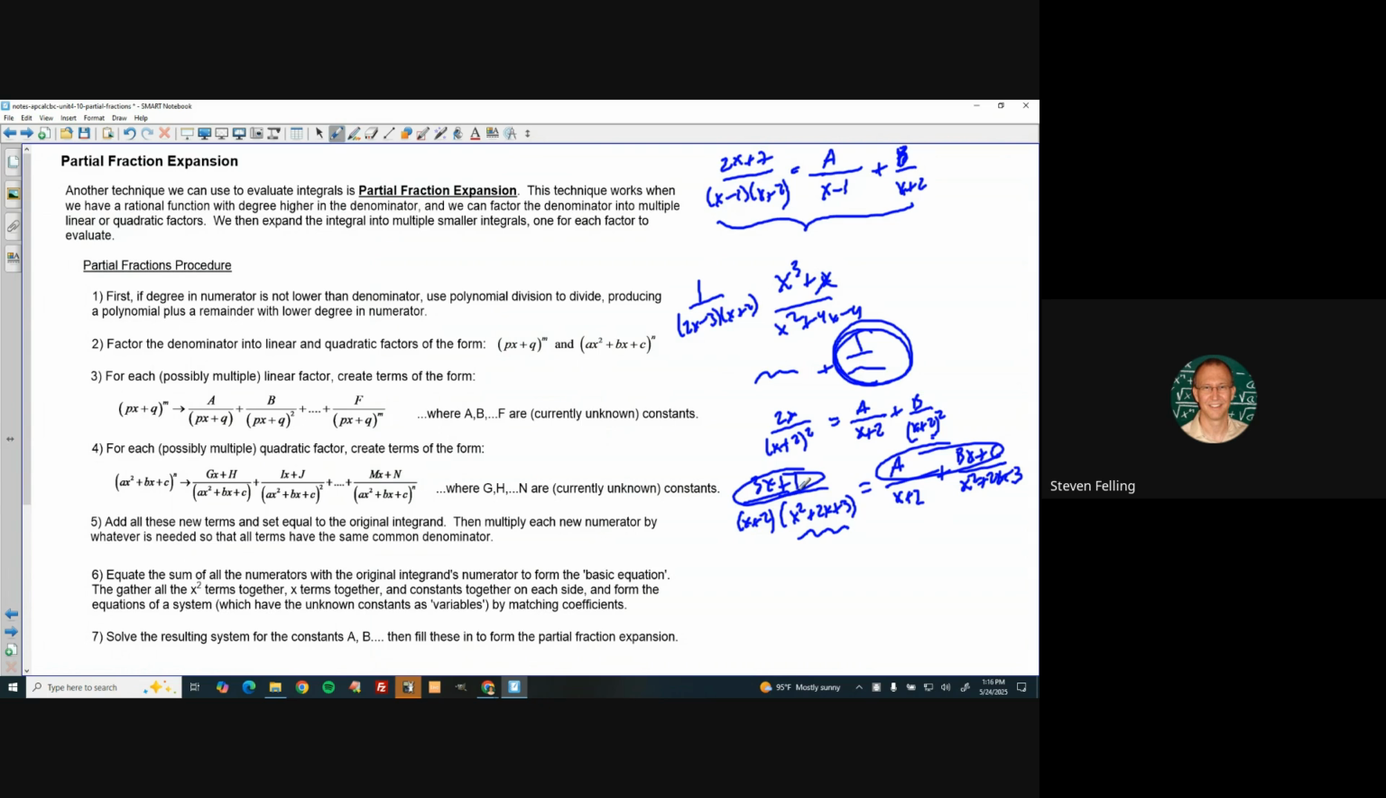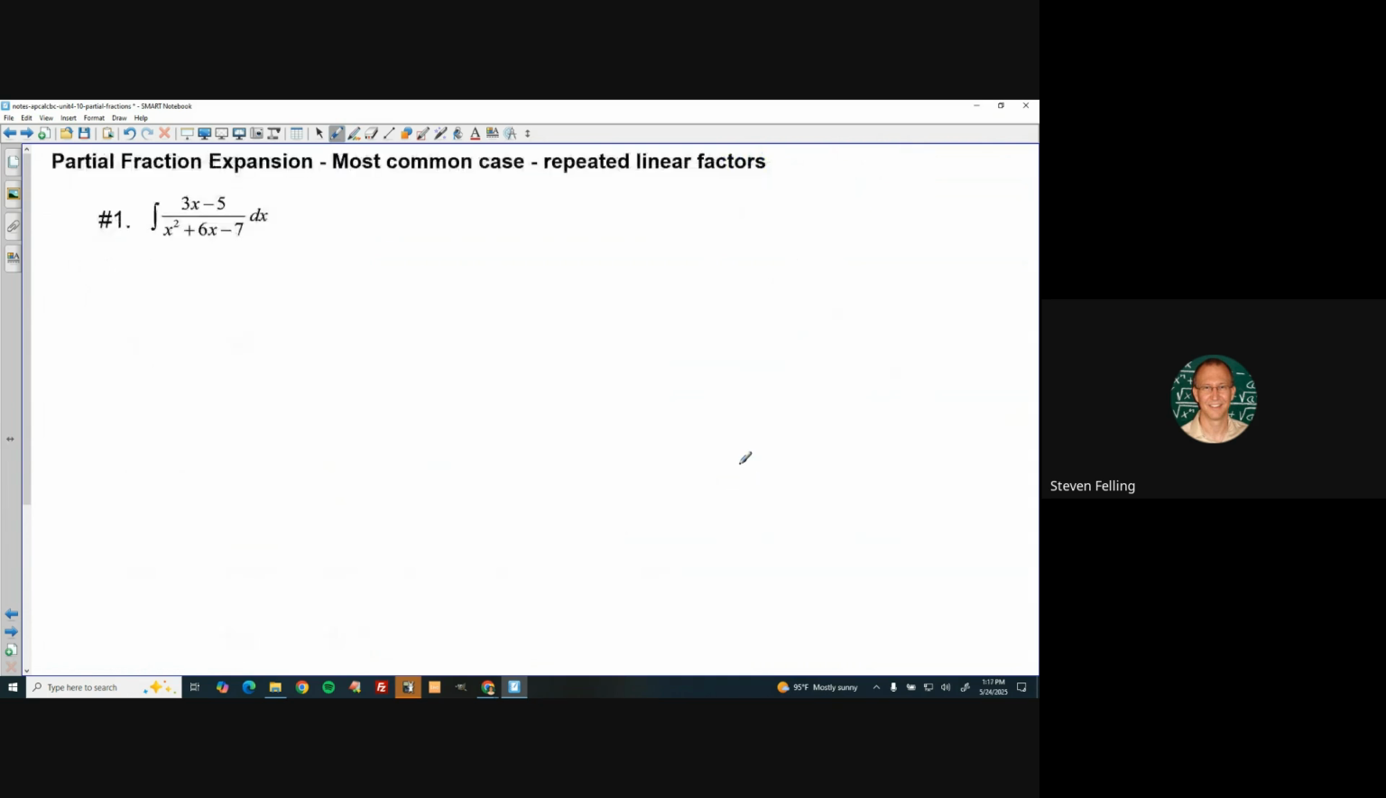And then we will gather like terms and match the like terms on each side of the equal sign to come up with multiple equations to form a system that we can solve for the remaining unknown coefficients. Now that sounds very complicated to explain, and these rules are complex, but in reality, the case that we see the most is fairly easy once you see how it works, but this is the full procedure laid out if you want to see it.